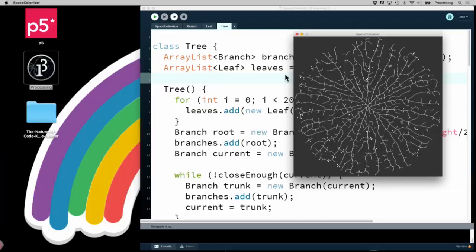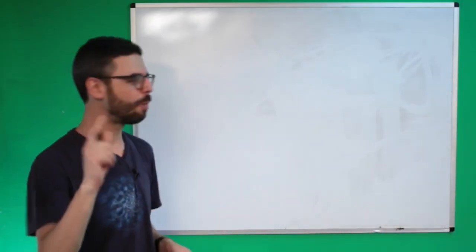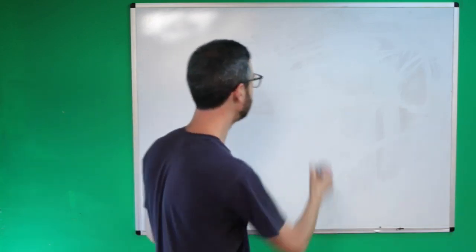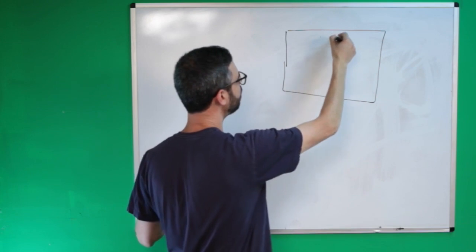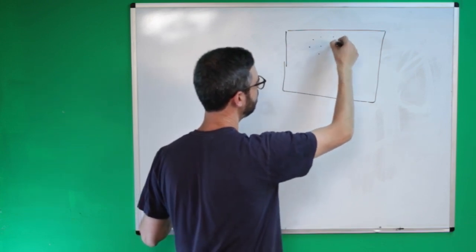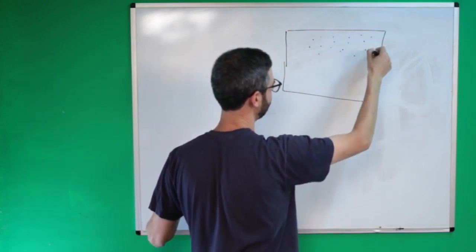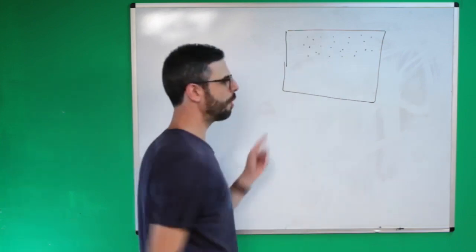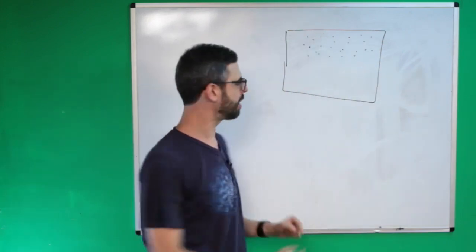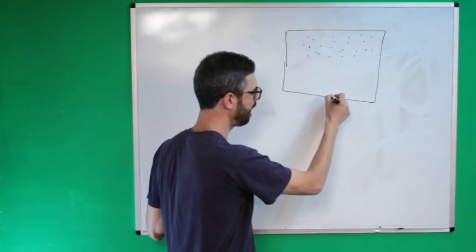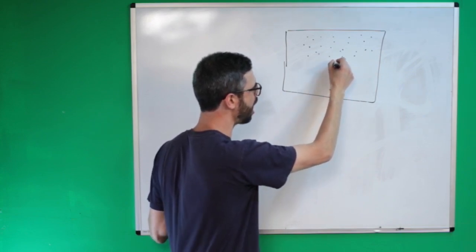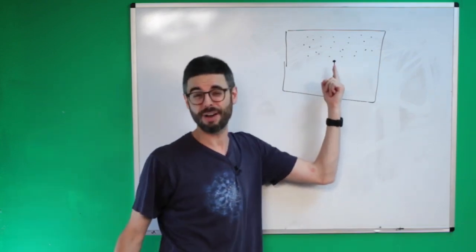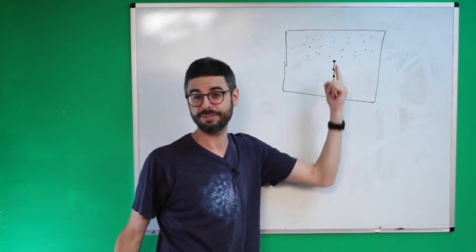So first, what's the basic idea behind this algorithm? The idea of this algorithm is that you have a canvas, and you fill this canvas with points. And these points are known as leaves. So maybe you fill this canvas with a bunch of points, and then maybe you start at the bottom. And you create a branch segment, and you keep growing branch segments all the way up until you get close enough to some of these leaves.